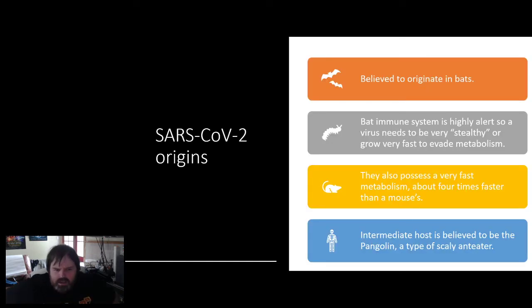Now, where does SARS-CoV-2 come from? It's believed to originate in bats.